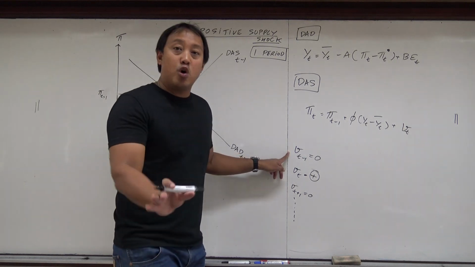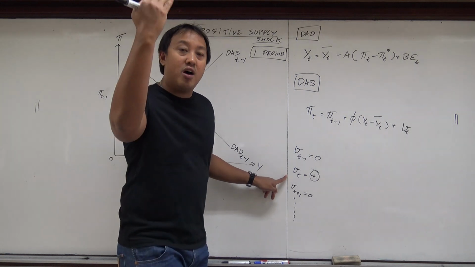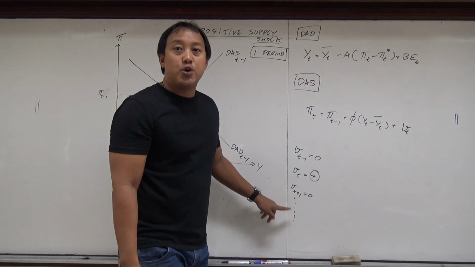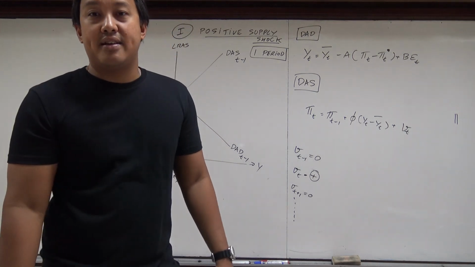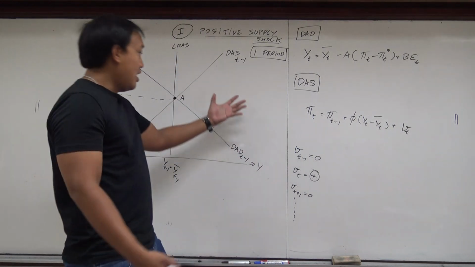V T minus 1, no shock, everything is normal. Only at V T, for one period, we have positive supply shock. And then tomorrow V T plus 1, V T plus 2, V T plus T come back to 0 again. So we have only one shock. So what happens to the graph?